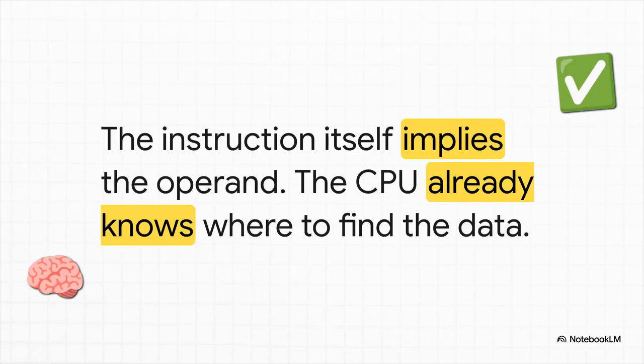And last but not least, we have implied addressing. For some instructions, the CPU just knows where the data is. The operand is implied. The chef knows that the instruction "flip the pancake" always refers to the pancake that's currently in the pan. No need to specify.